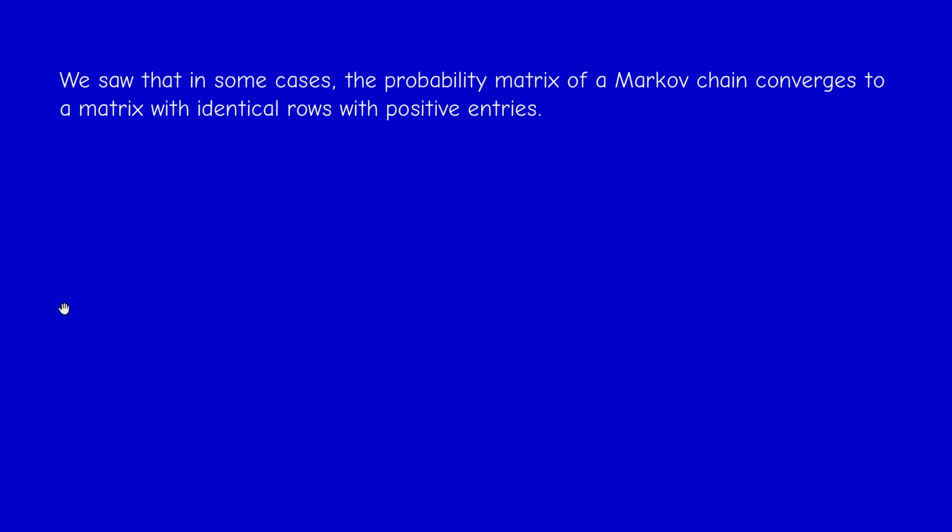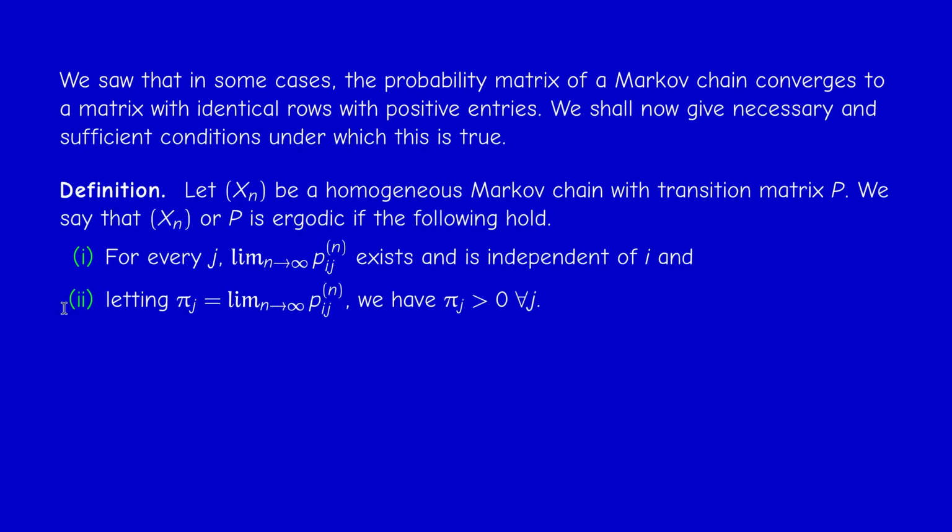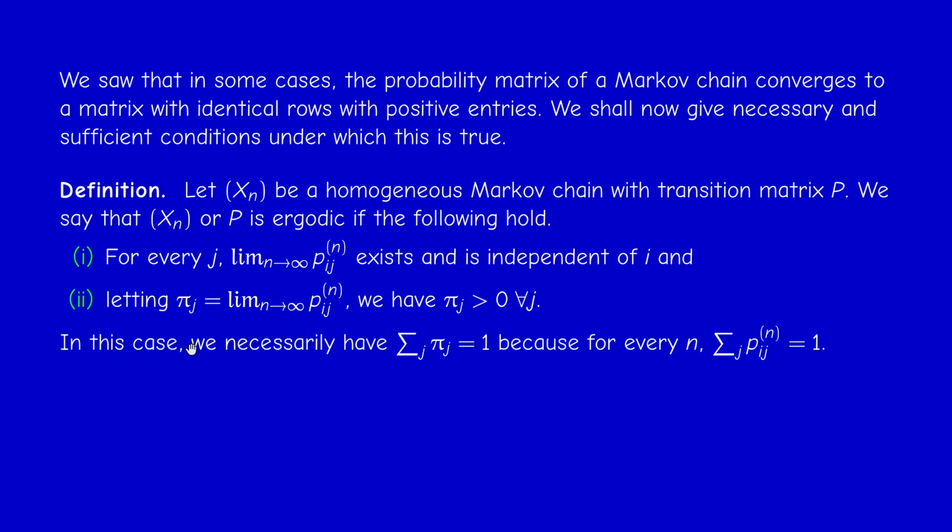Now, we are going to give necessary and sufficient conditions for this to be true. And we will give a name for the situation. If this situation happens, we'll say that the Markov chain, or the transition matrix of it, is ergodic. So what does ergodicity mean? It means two things. P_ij^(n), which is the ij entry of P^n, exists and is independent of i. So it's the same for all rows, and the limit is strictly positive.